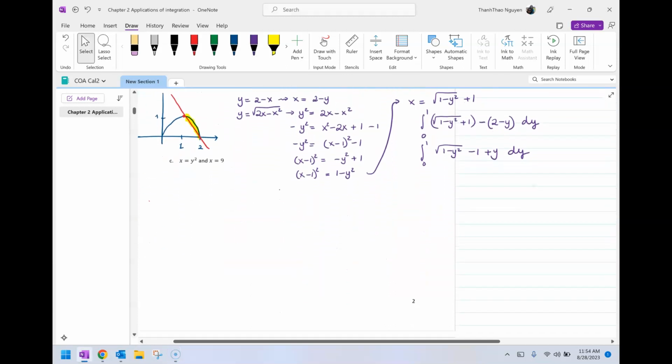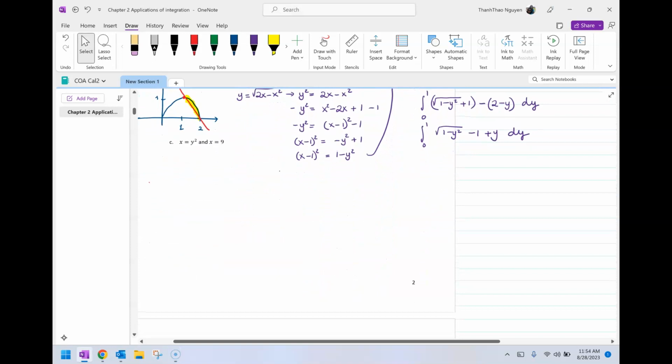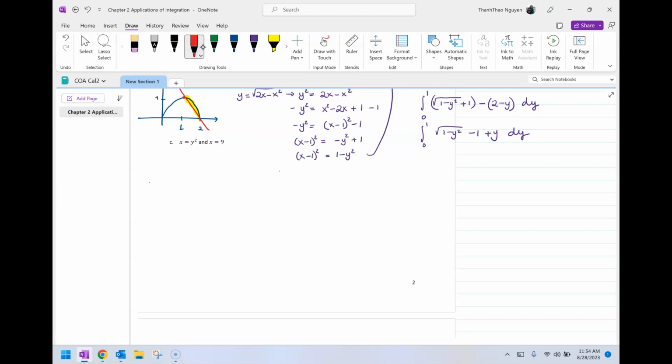In the next one, I'm looking at the curve x equal y squared and x equal 9. Okay, so x equal y squared, this is the parabola that is open to the right. And the line x equal 9. Okay. So note that we are considering this area. This is the area that we want.